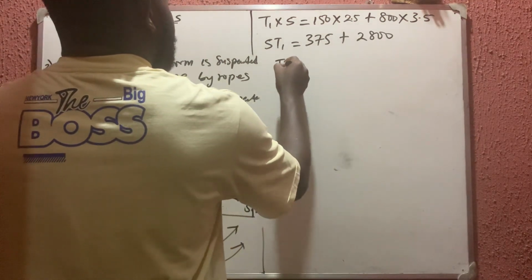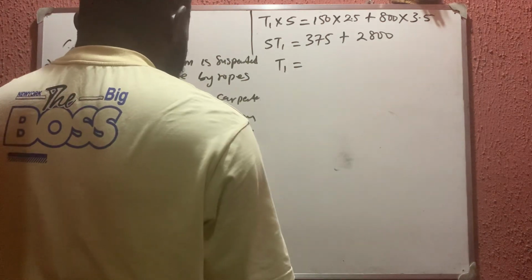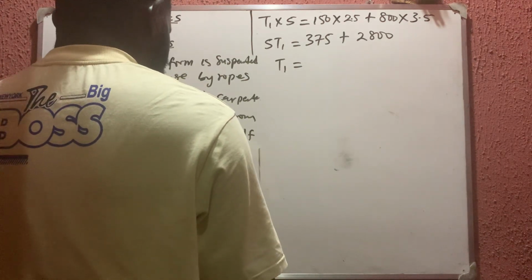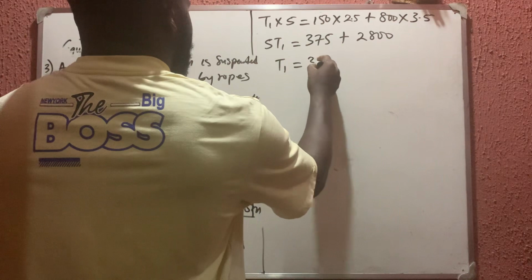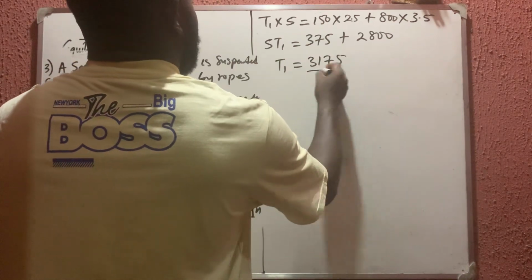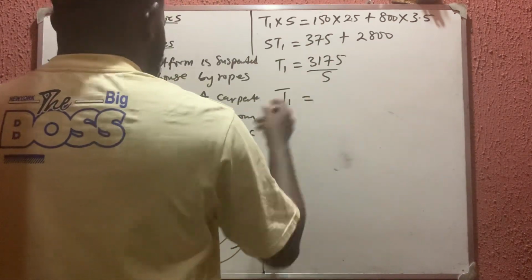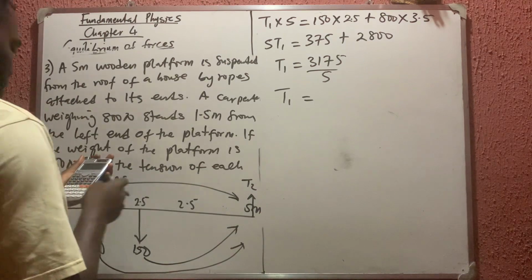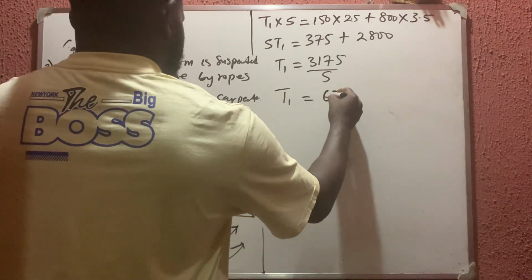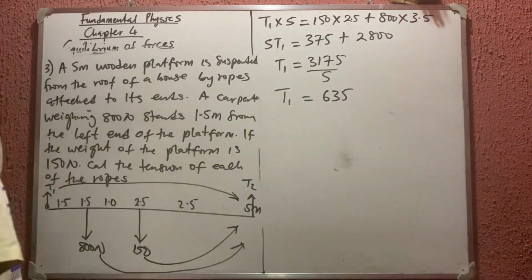So you now have that T1 will be the sum of the two of them, plus 375. I'm going to have 3175, now divided by 5. So my T1 will now be that divided by 5. I'm going to have 635. Okay, so the same thing is applicable.